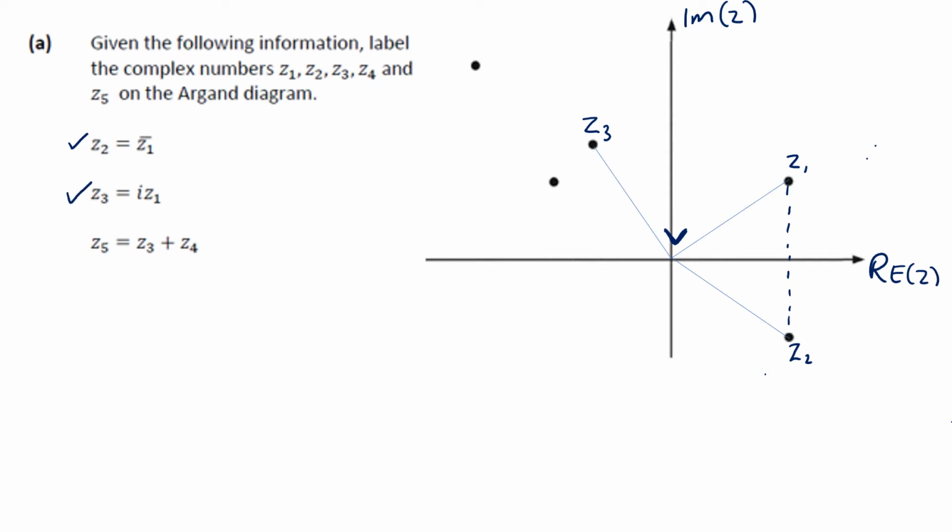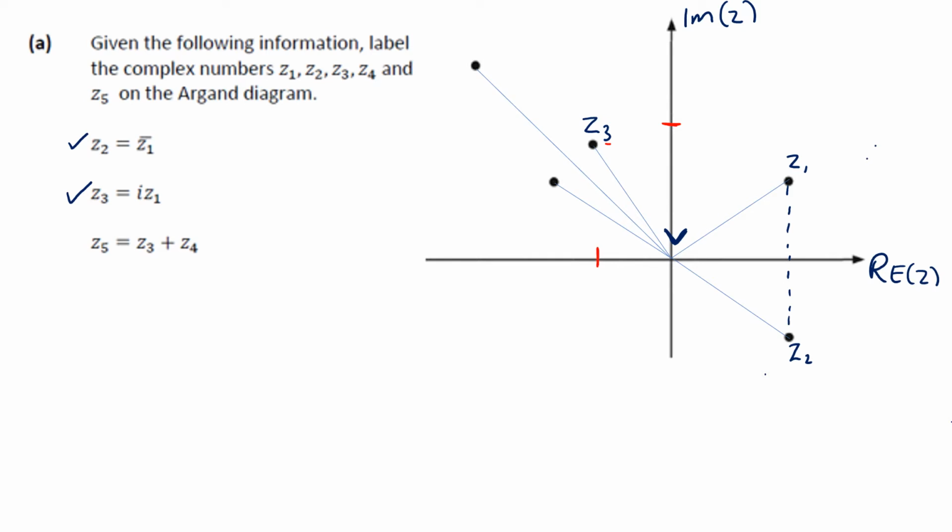So that's used. Now the final piece of information, and here we have actually got 2 left, but the final piece of information says Z5 is equal to Z3 plus Z4. So we know what Z3 is. So I have 2 remaining, so I'm just going to draw in those 2 lines. So one of these is when I add Z3 plus another complex number. So if we think where Z3 is, it has a positive imaginary and it has a negative real part.